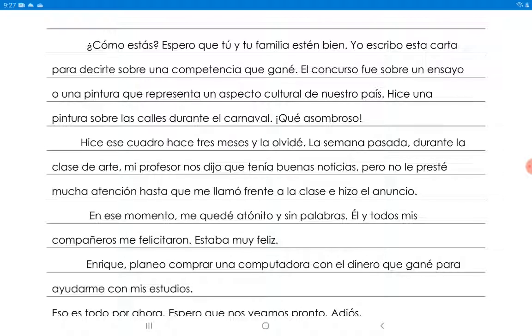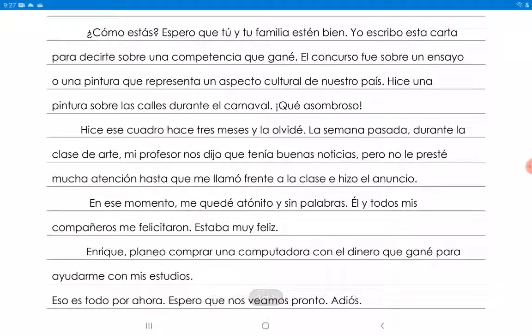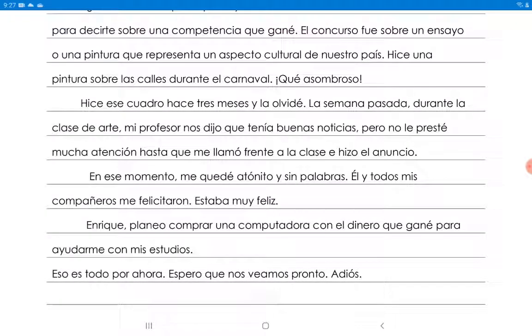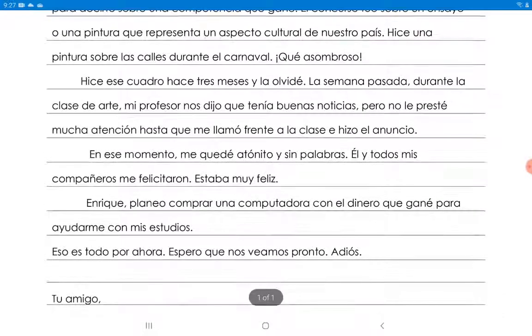country. Hice una pintura sobre las calles durante el carnaval. Qué asombroso. So I made a painting about the streets during carnival time. Qué asombroso. How amazing. So you give like a little explanation, interjection, or a little expression, whatever it may be, to add that sort of excitement in your essay, and of course you're adding words.